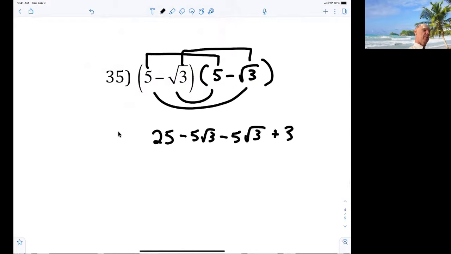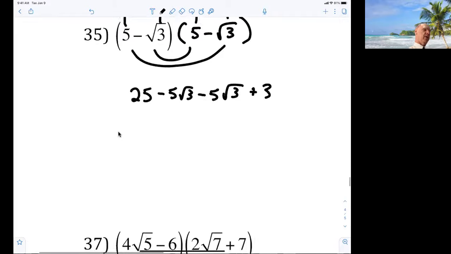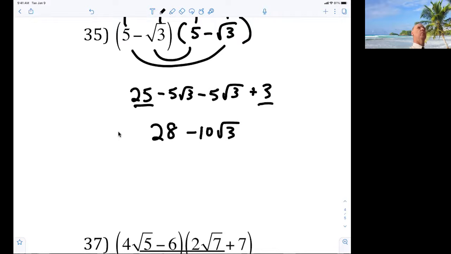All right. So now think about it. Final answer: 28 minus 10 radical 3. Which is 18? No. That's your answer. Remember, you can't add and subtract because they're not the same. This is irrational. This is rational. Don't make that mistake. Correct yourself. Anybody have any issues?